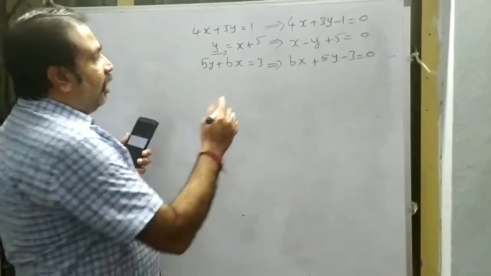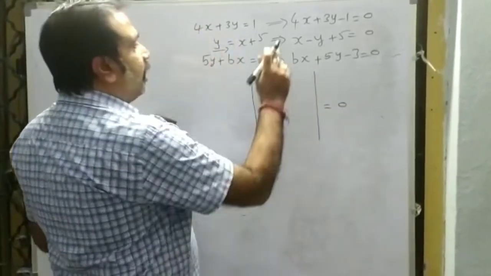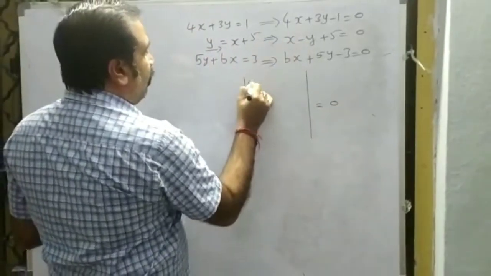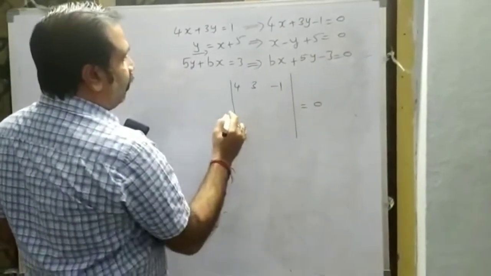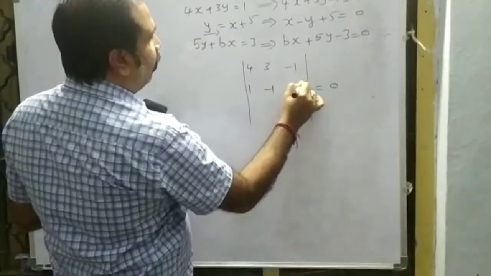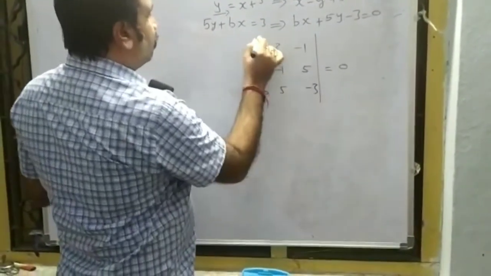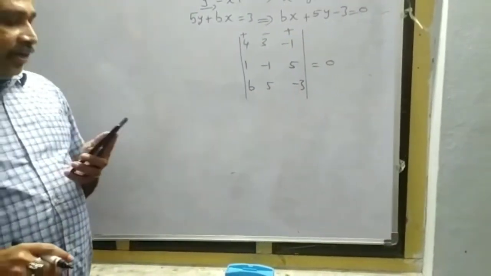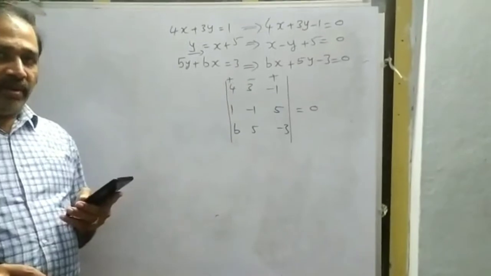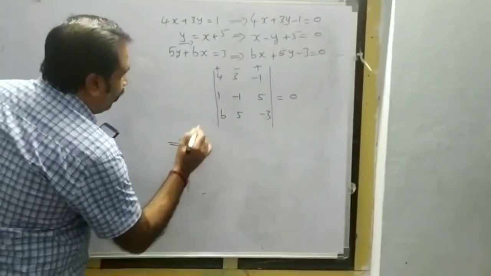These 3 lines are concurrent means the determinant of this is equal to 0. The determinant of x coefficient, y coefficient, constant only we can take here: 4, 3, minus 1; 1, minus 1, 5; b, 5, minus 3. We should find out this determinant value. How can we find the determinant value? You already know this concept in our matrices chapter. So how can we find it?